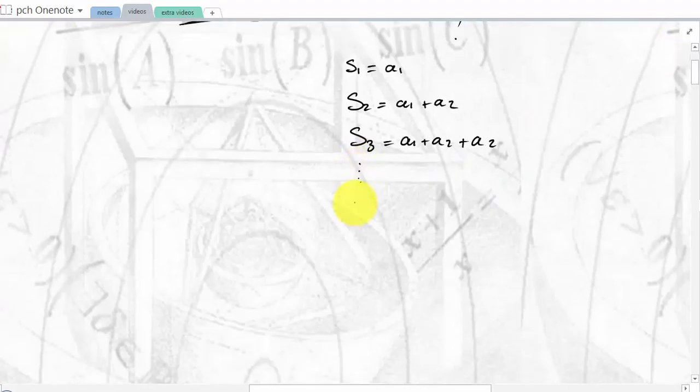Likewise, S1 is equal to A1, S2 is equal to A1 plus A2, S3 is equal to A1 plus A2 plus A3. Well, you get the gist of it. Sn will be the sum from i equals 1 to n of ai, and on and on. Okay, so we define this sequence. Given a sequence of terms, we define the sequence of partial sums.